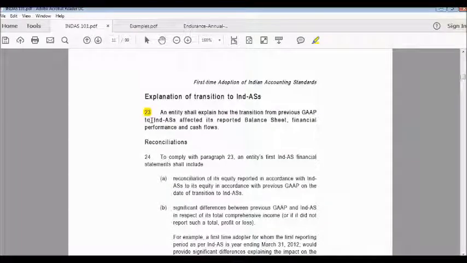Alright guys, so this is the last segment and it is regarding the disclosure. Paragraph number 23 is important regarding disclosure. It says the entity shall explain how the transition from previous GAAP to Ind AS affected its reported balance sheet, financial performance and cash flow. It is very important to explain how Ind AS affected the financial results, like the balance sheet, profit and loss, or the cash flow. You have to explain how the transition from previous GAAP to Ind AS affected your financial statements.